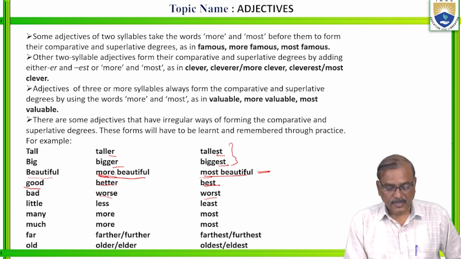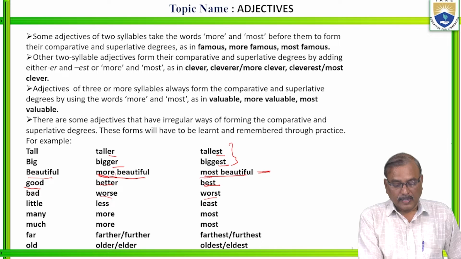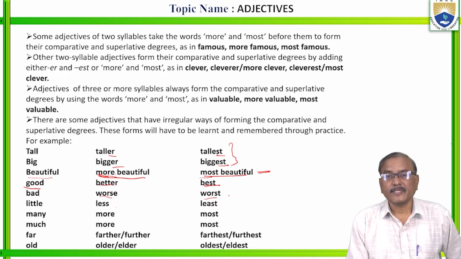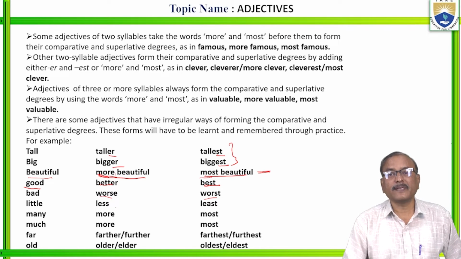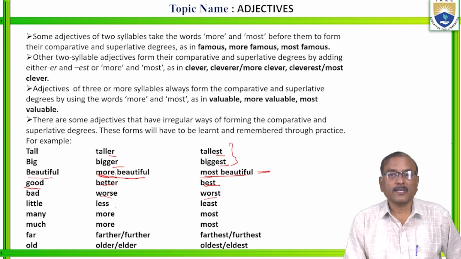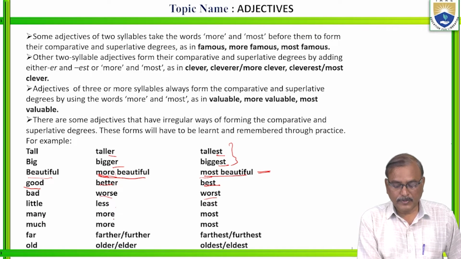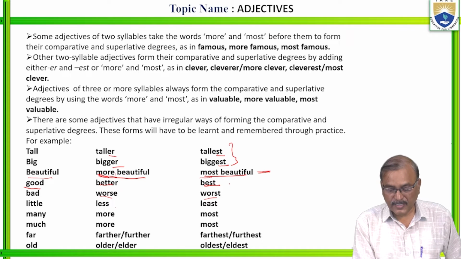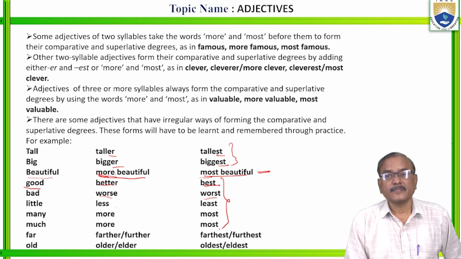Next. Little, less, least. Here we are changing the word completely. Okay? Many, more, most. Much, more, most. So this is the third set of the adjectives.